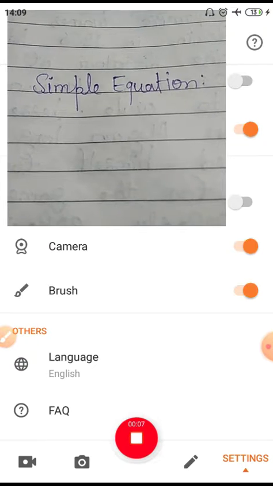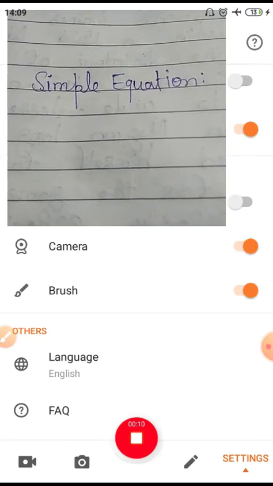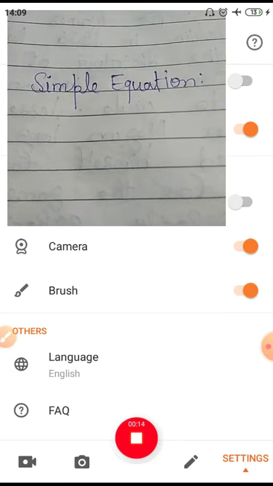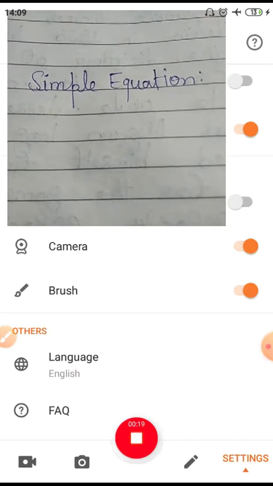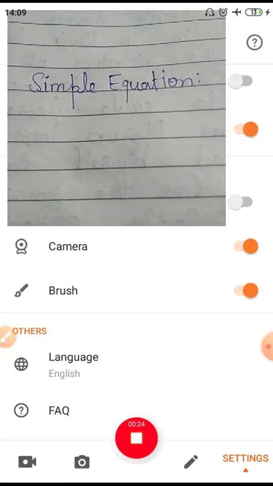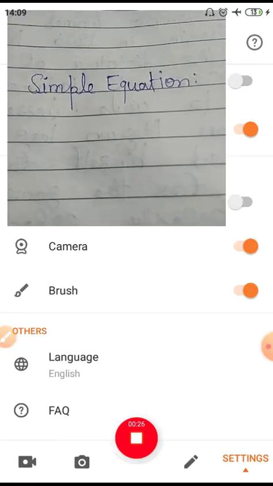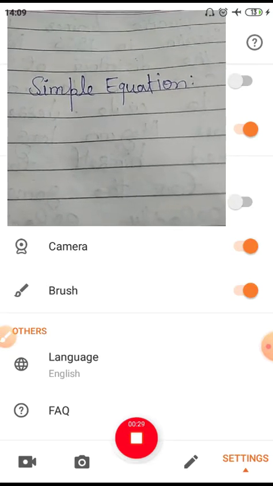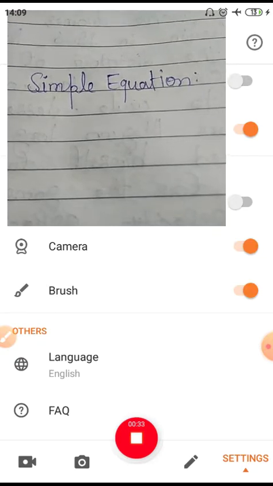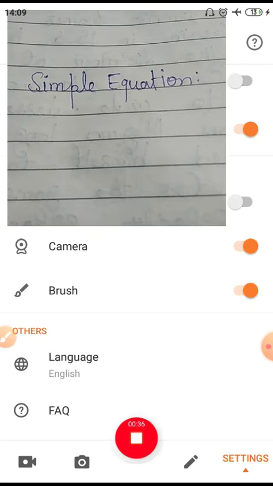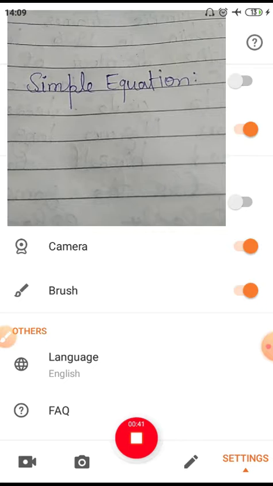Today's topic is simple equation. You know, in the previous class, we studied algebraic expression. Algebraic expression is completely different from simple equation. So, let's do a short review of what we know from the previous class.